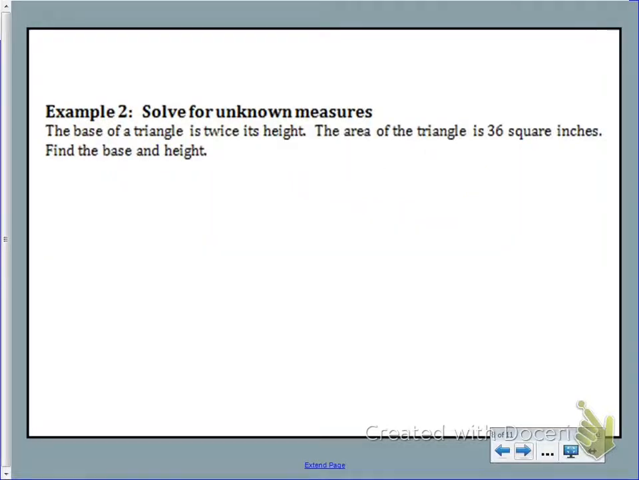All right, let's look at example 2. Example 2 says to solve for unknown measures. We're not going to be given a picture for this problem, so I would highly recommend, if you would like a visual, to draw the picture. It says the base of a triangle is twice its height. So we need to draw on our height, knowing that that's going to make a perpendicular with the base. It says the base is twice as long as the height. So we need to know that the height is h, or x, and then the base is going to be double that. So we would say 2 times h.